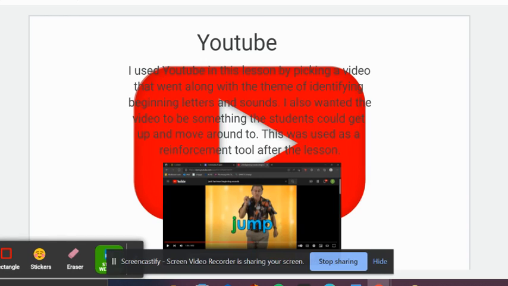As you can see in the picture shown, it says to jump. So they were doing the activities as he was teaching them about the beginning letters.